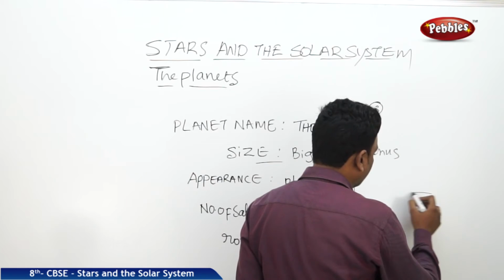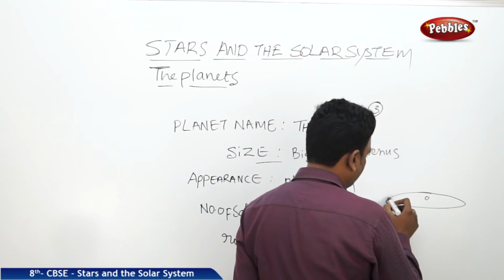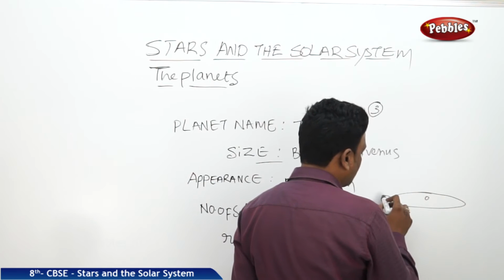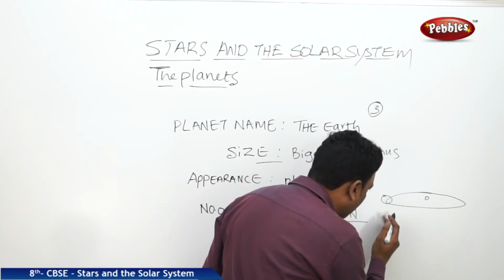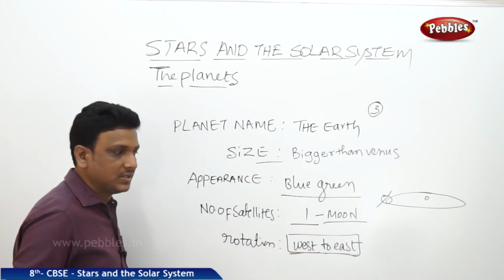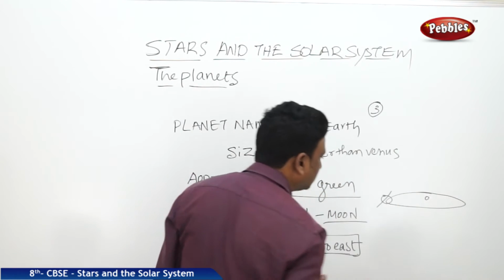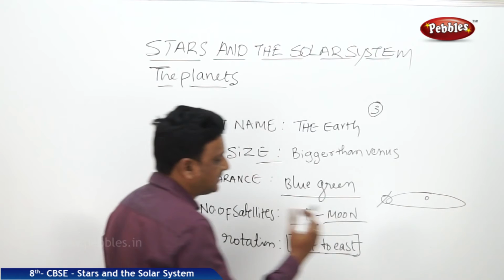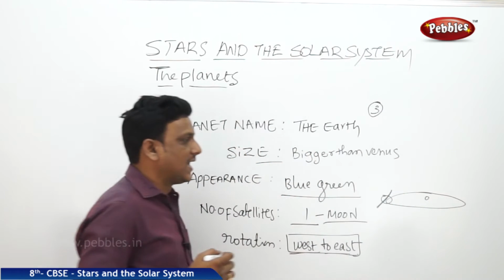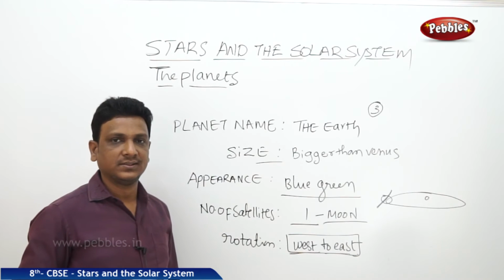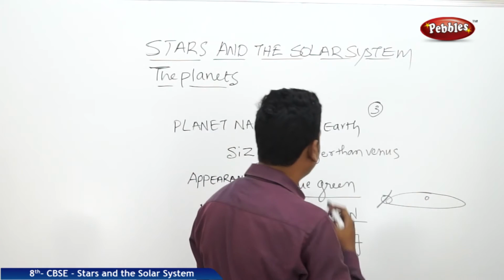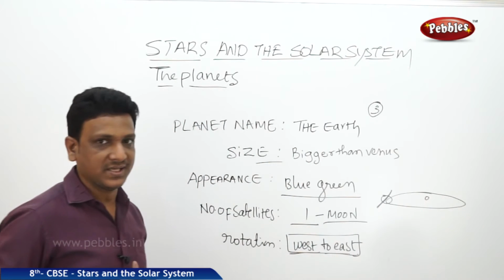If this is the Sun, this is the orbit, here is the Earth. The Earth's axis is not perpendicular, it has a little inclination like this. So not straight, not perpendicular, not making a right angle. It is making an inclination. So this is the axis of the Earth. These are the different important aspects about the third planet of our solar system, the Earth.